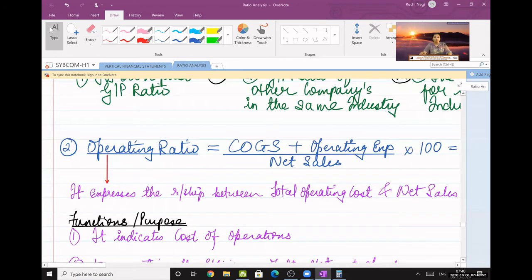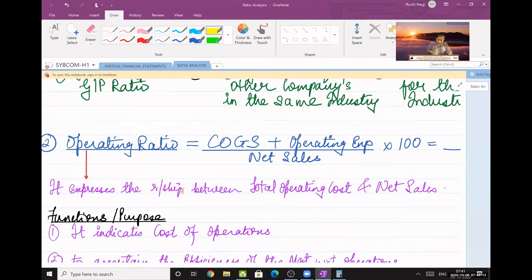Next, second is the operating ratio. Operating ratio depends on what? Operating expenses. So see, it expresses the relationship between total operating cost and obviously what is my denominator always in this ratio? Net sales. So see, everything is in relationship to net sales. It expresses the relationship between total operating cost with obviously net sales, because the name is revenue ratio. There it was GP and net sales like this.